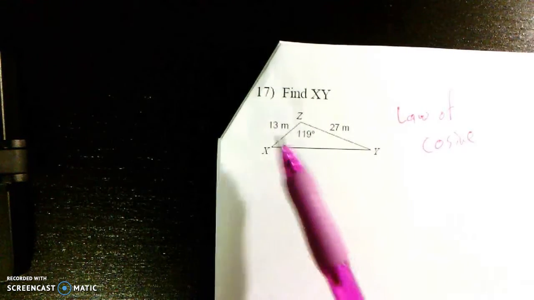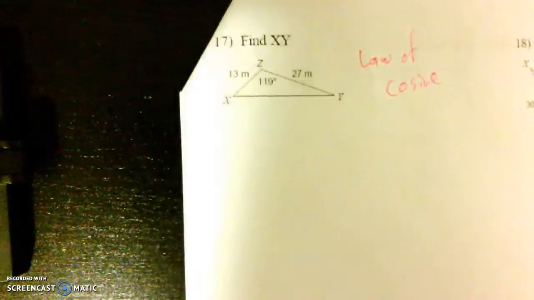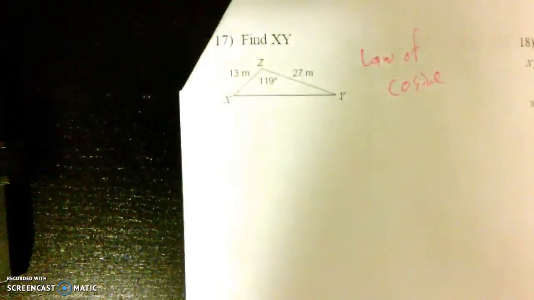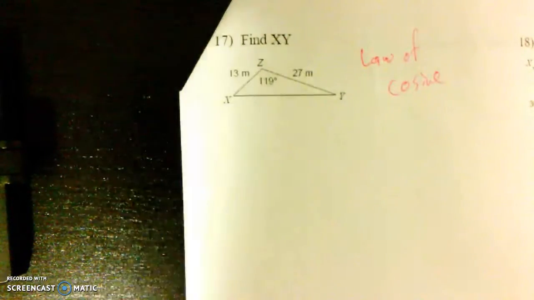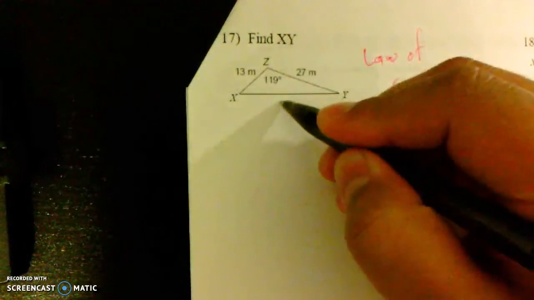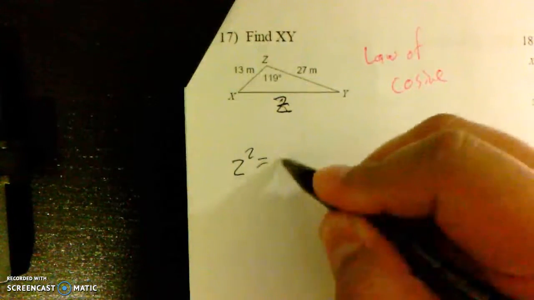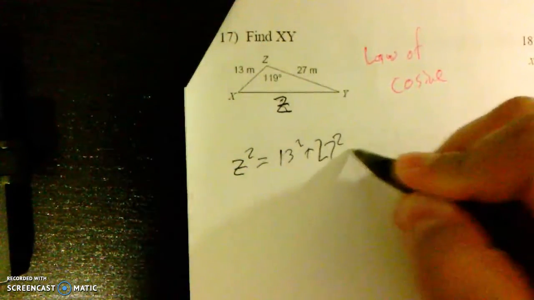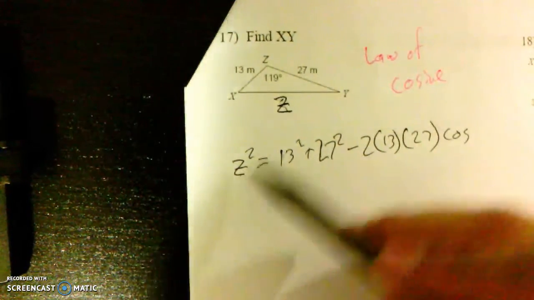Because I've got two sides and the angle in between, it looks very similar to the problems where you guys are looking for the area. So it's pretty straightforward to set up. I'm going to look for x, y. So I'm looking for this side, z, across from there. So it's going to be that side squared. So z squared equals the other two sides squared minus 2 times the two sides times cosine of the angle across from here, which is 119.